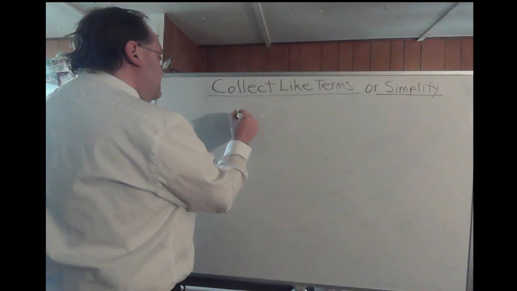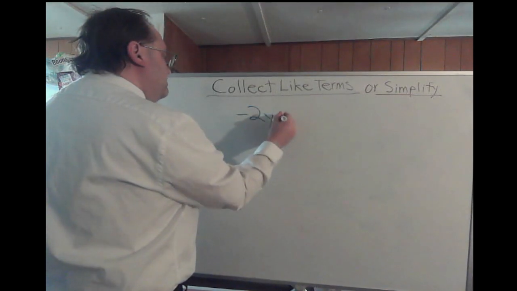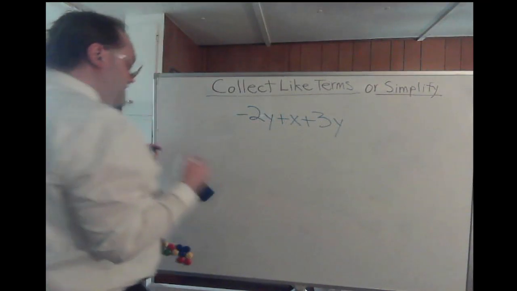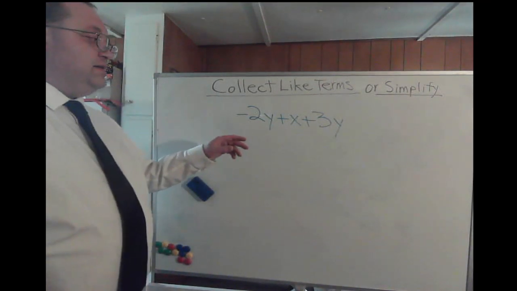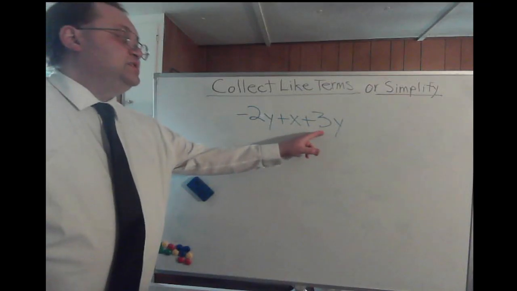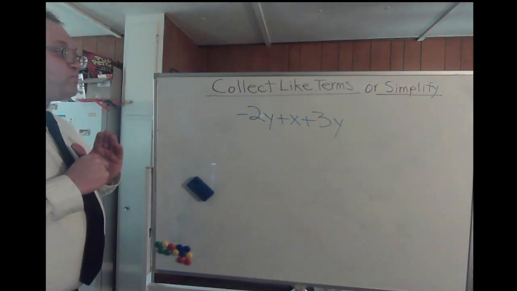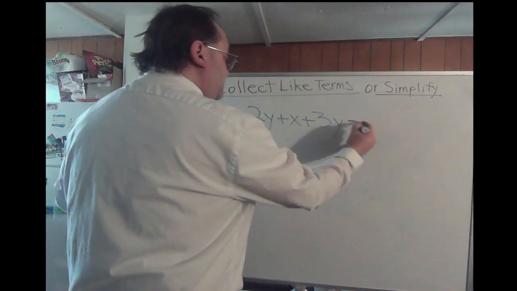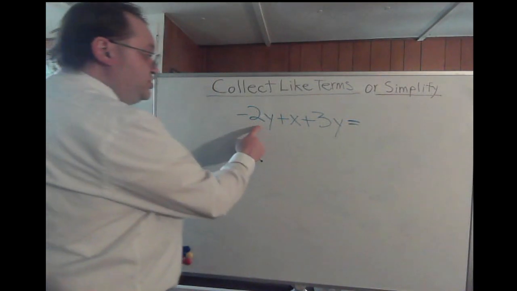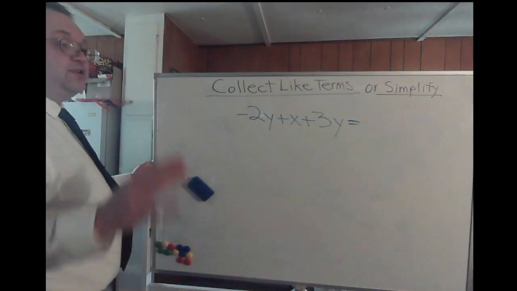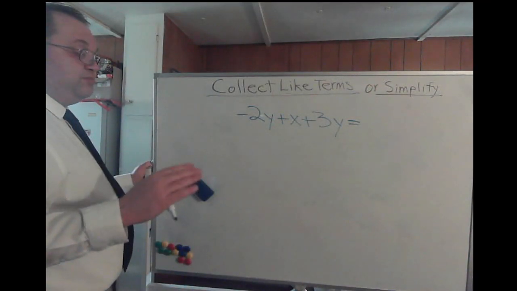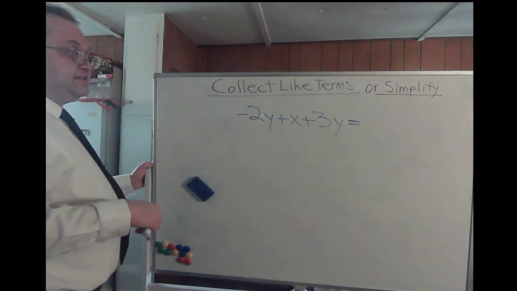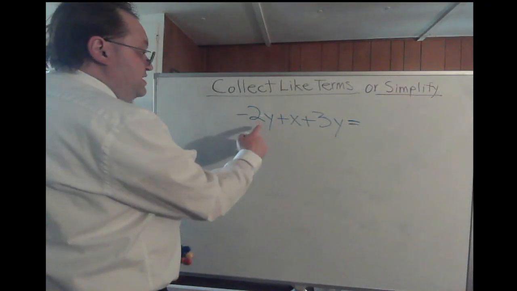Alright, how about negative 2y plus x plus 3y? So we got the expression, negative 2y plus x plus 3y. Okay. Well, what we're going to do first, look for like terms. It looks like negative 2y and positive 3y, those are like terms because they have the same variable of y. Then you have a term that has x, which kind of stands on its own.